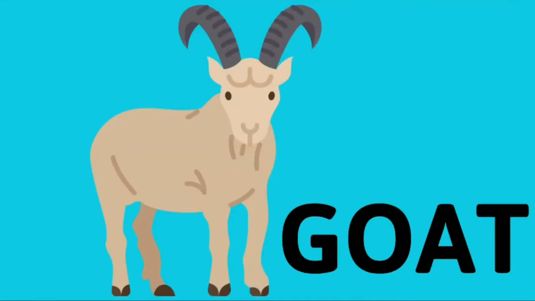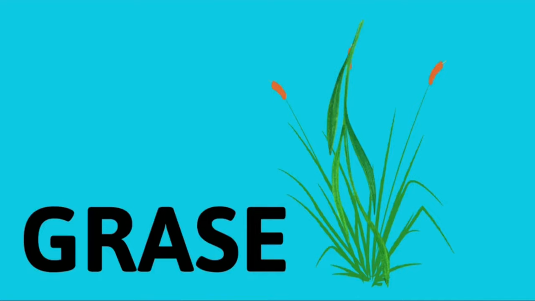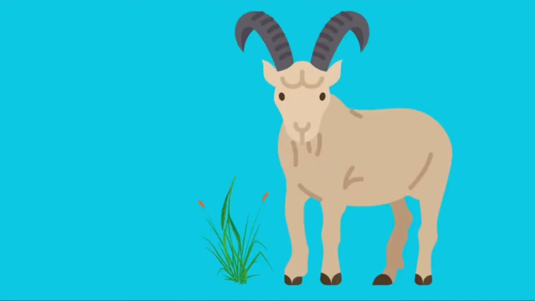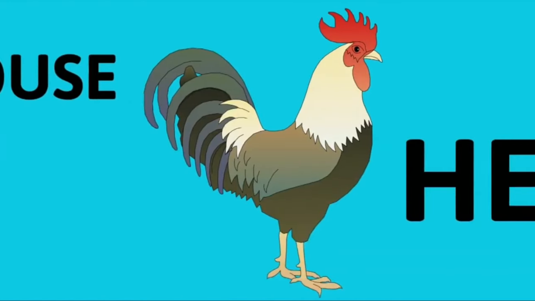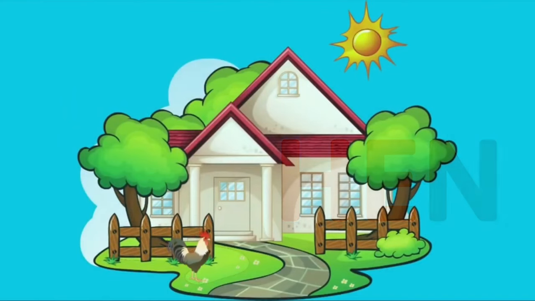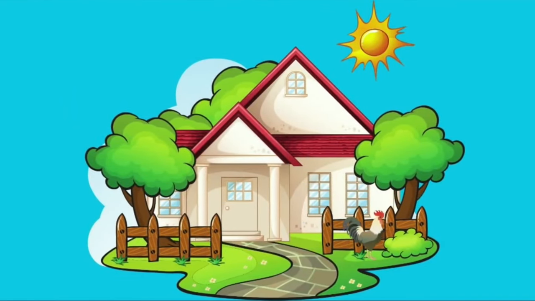G. It's G. G for goat. G for grass. G for goat and grass. H. It's H. H for house. H for hen. H for house and hen.